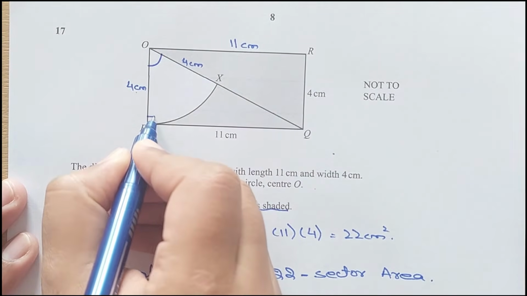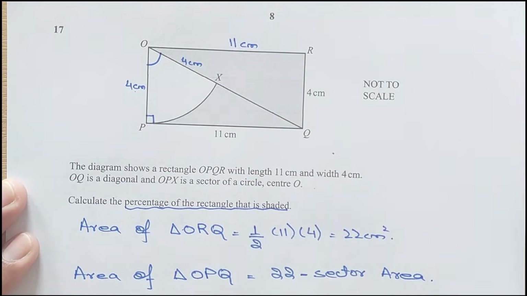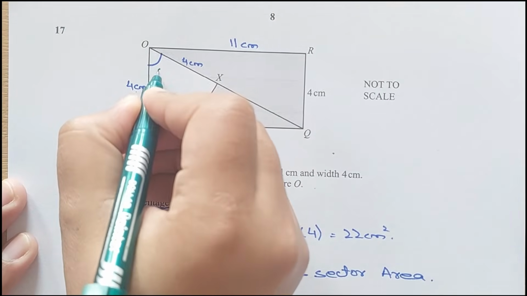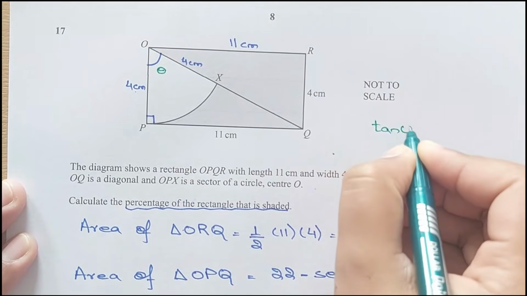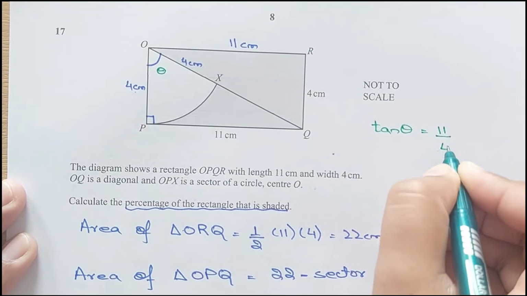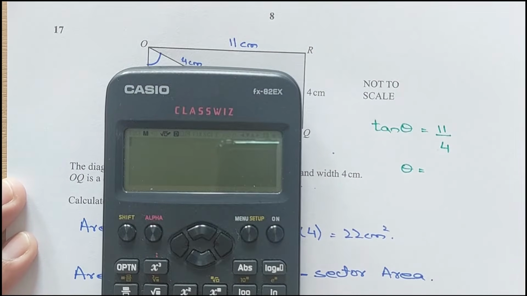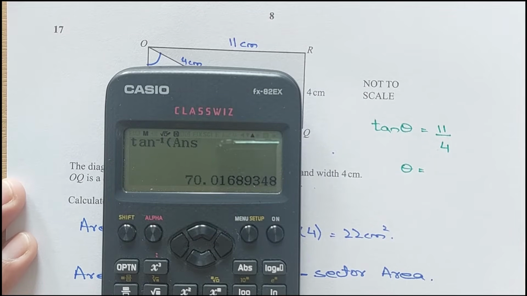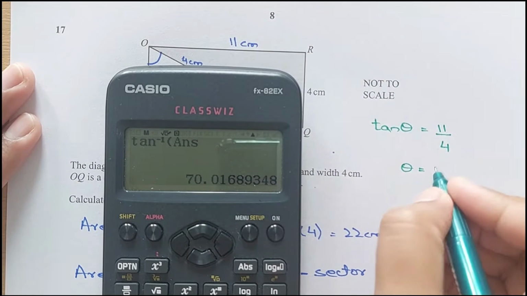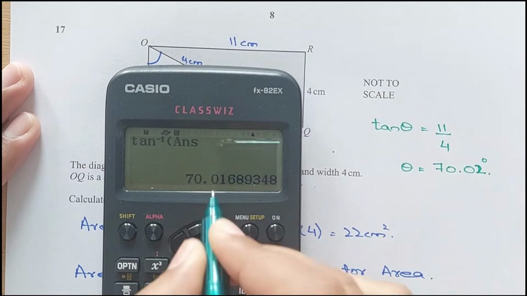Since it is a right angle triangle, we can use SOHCAHTOA. We know OP, we know PQ, so to find this theta, this is the opposite and this is adjacent. So we can use the tangent ratio. Tan theta is opposite 11 over adjacent 4. So let me solve for theta. 11 divided by 4 and doing tangent inverse, that is 70.01 degrees, or 70.02 if I round it.